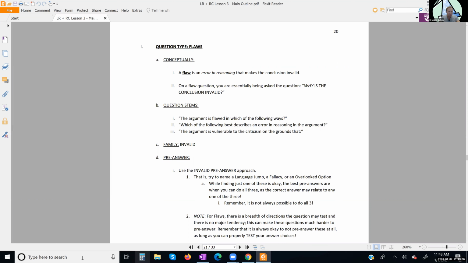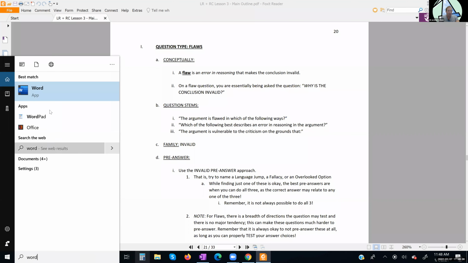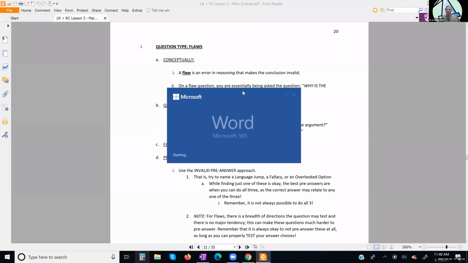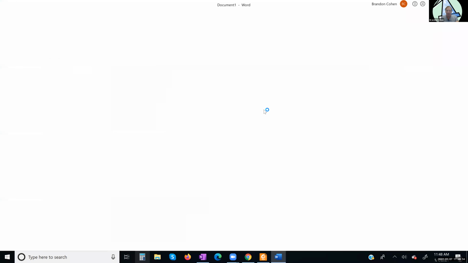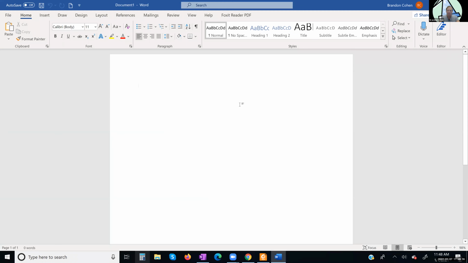I'm actually going to just pull up here because I'm going to need it for later in this too. I wasn't going to do too much concept, but I'll quickly recap with a blank page here. If we have the argument, Brandon stole this cell phone, thus he is immoral. Okay, we can say this is invalid, but why? We have to be able to put words to it.